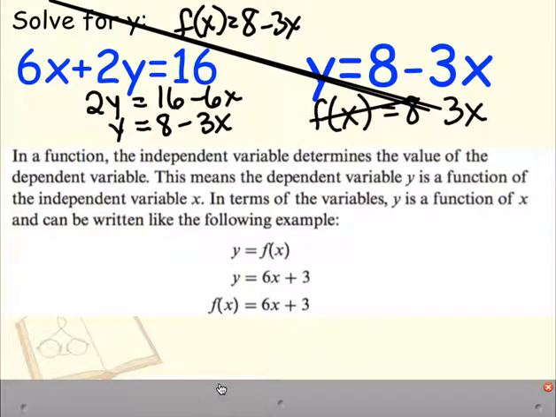All right, I'll just read this. In a function, the independent variable determines the value of the dependent variable. If we put in a value for x, it will determine what we get for the dependent variable y. This means that the dependent variable is a function of the independent variable. In terms of variables, y is a function of x and can be written as follows. If we have y equals f of x, then f of x equals 6x plus 3. We just replace y with f of x.